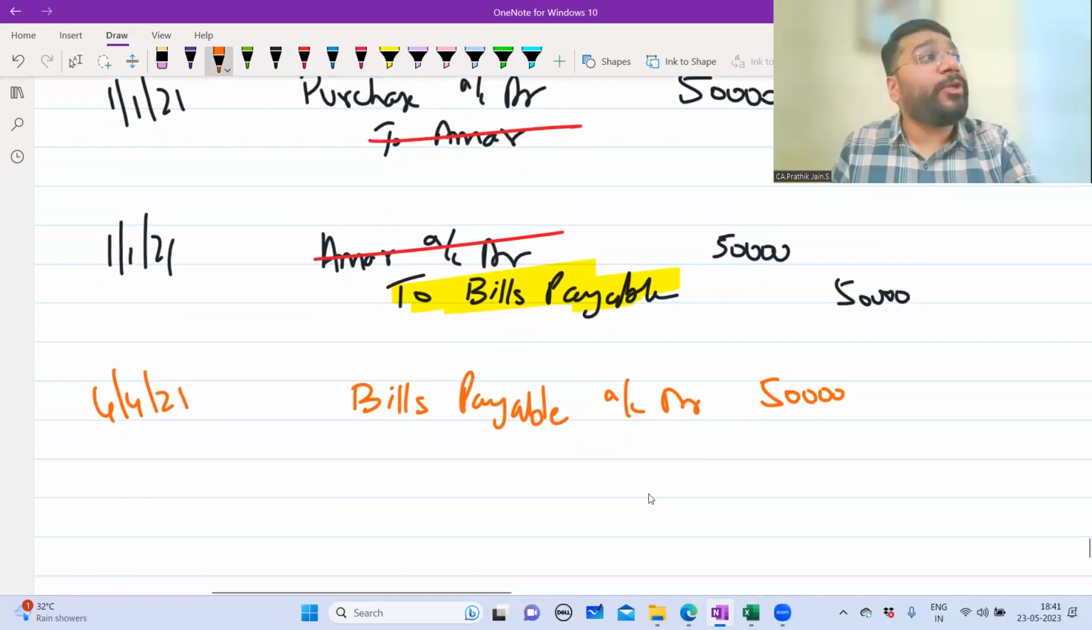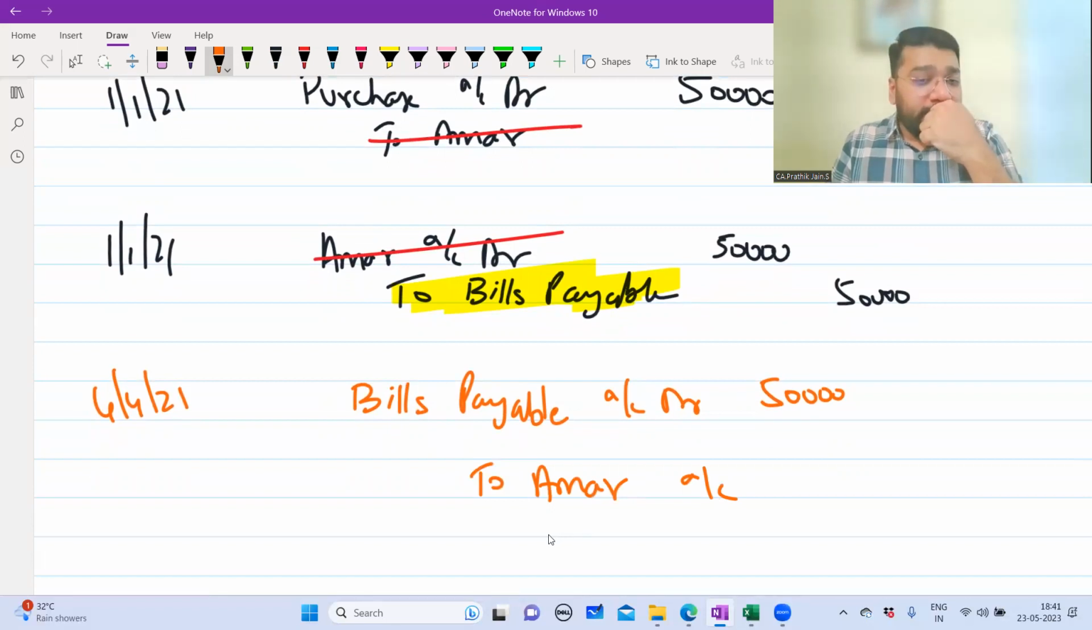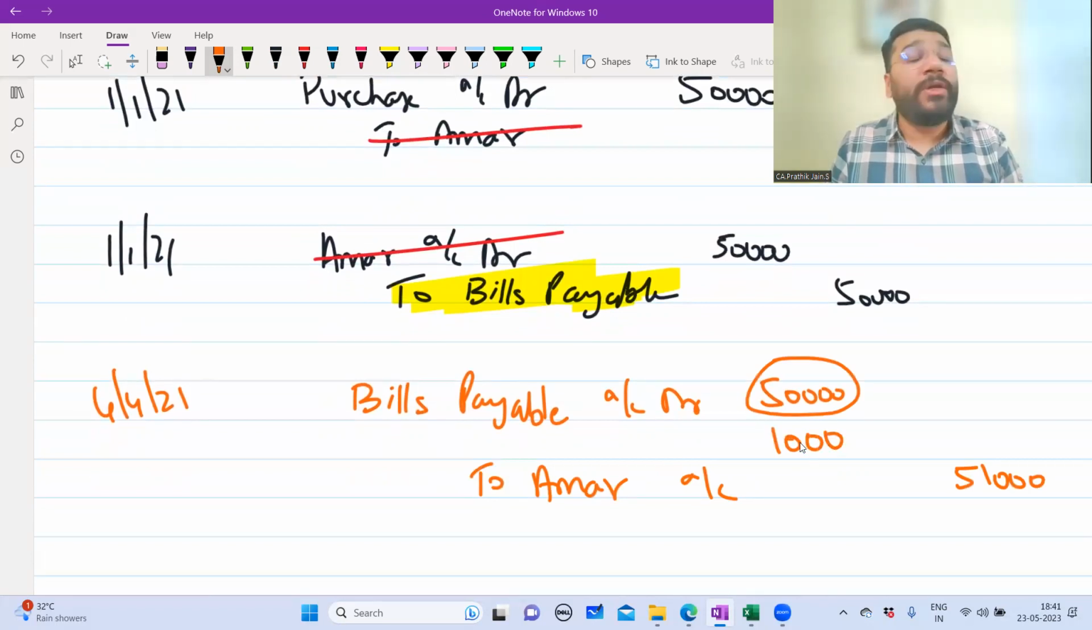In place of that, I need to create a new creditor in the name of Amar. So you have to recreate Amar account. So Amar is basically a creditor. So Amar credit means what? This means we have to pay him so much of amount in future. So how much money we have to pay to Amar in future? 51,000 rupees. How? 50,000 rupees towards the original bill and 1,000 rupees towards the discount, noting charges.